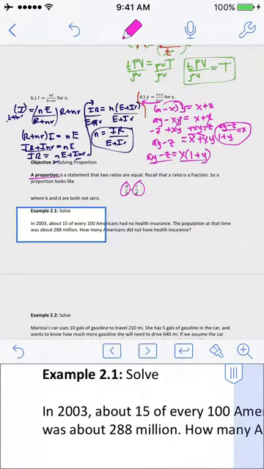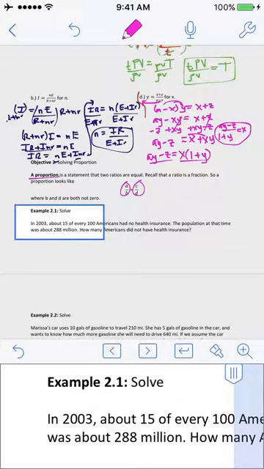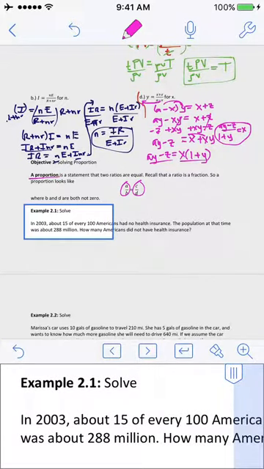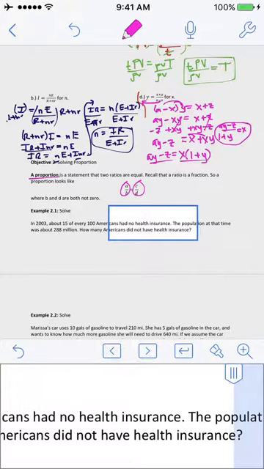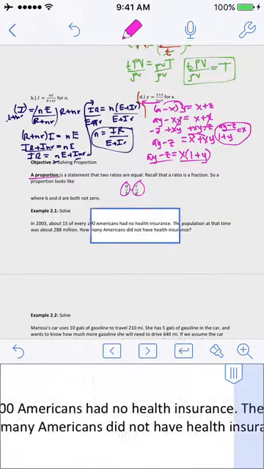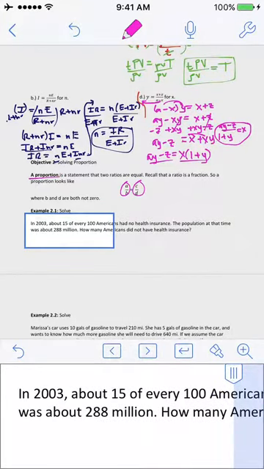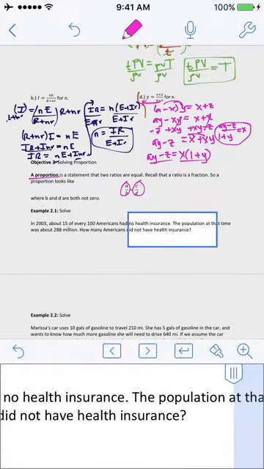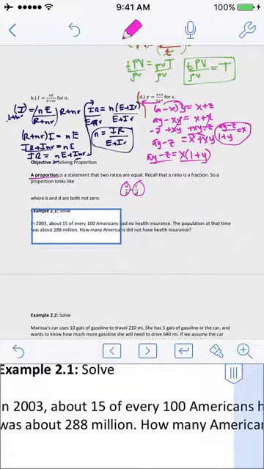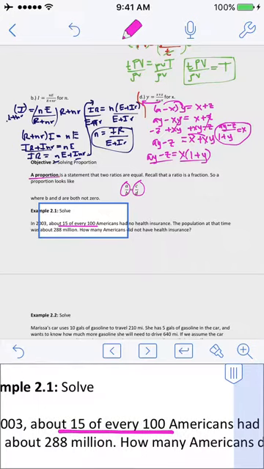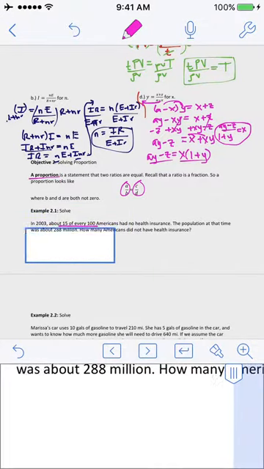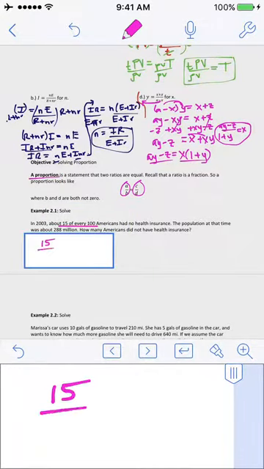Let's see what that looks like in example 2.1. In 2003, about 15 of every 100 Americans had no health insurance. The population at that time was 288 million. How many Americans did not have health insurance? So basically, we're breaking this down into two different statements. 15 of every 100 Americans. That's a proportion, right? That is a fraction that looks like 15 of 100, or 15%.